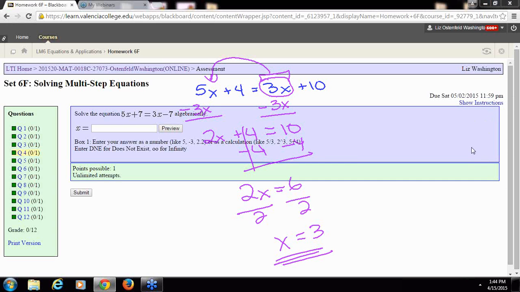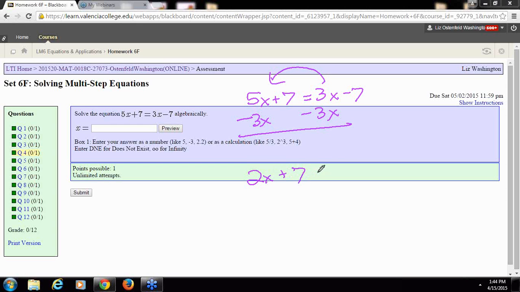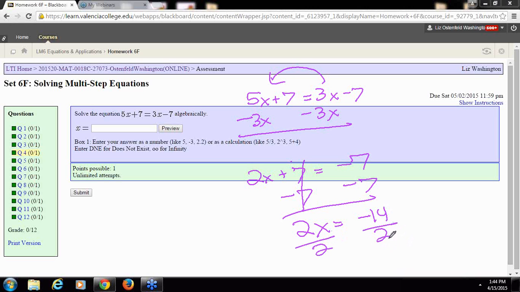Same exact technique here. I want to make sure I get all my variables on one side of the equation and all of my numbers on the other side of the equation. So again, I'm going to move the 3x over by doing minus 3x. Again, I'm going to get 2x plus 7 equals a negative 7. I'm going to get rid of the positive 7 by doing minus 7 on both sides. 2x equals a negative 14. Divide by 2, x equals a negative 7. So again, over and over, I'm just using the opposite operation to move terms around.